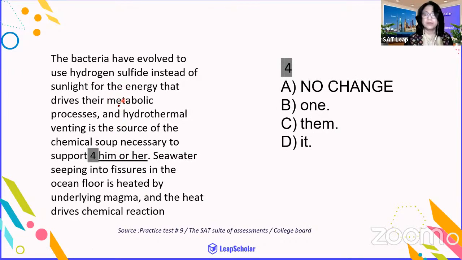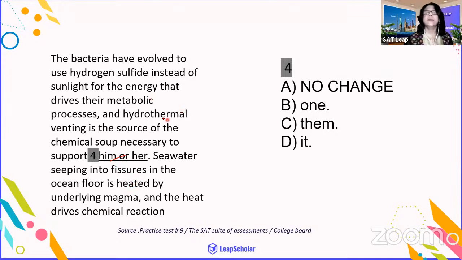The bacteria, as always, I'm going to read now. The bacteria have evolved to use hydrogen sulfide instead of sunlight for the energy that drives their metabolic processes, and hydrothermal venting is the source of the chemical soup necessary to support him or her. These are all SAT questions. I've taken them from actual SAT tests. Him or her, what do you want here? Support what? Hydrothermal venting is the source necessary to support. Support what? What does this pronoun stand for here?